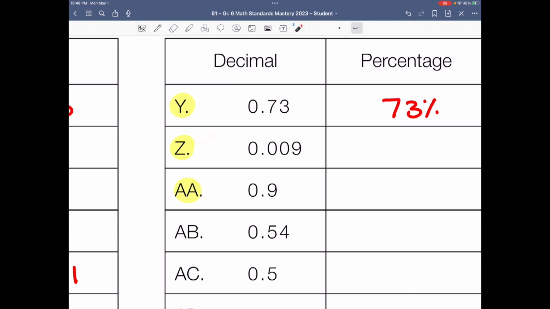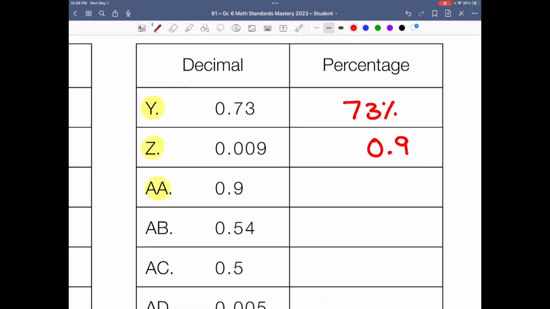Letter Z, 2 scoops to the right, 1, 2. You don't need all of these leading zeros, just keep one of them. So your final answer will be 0.9. And actually that's 0.9%.